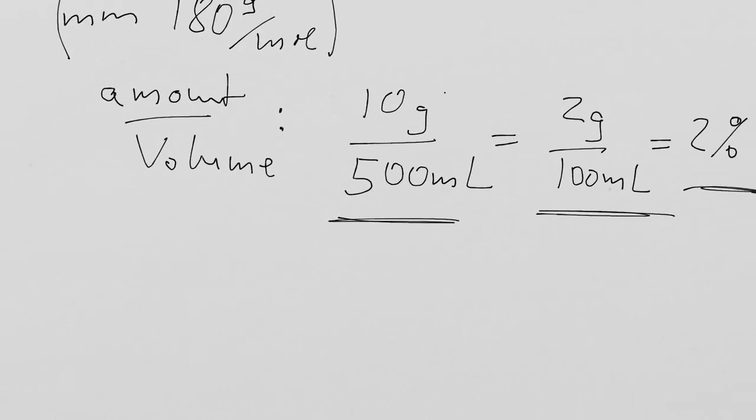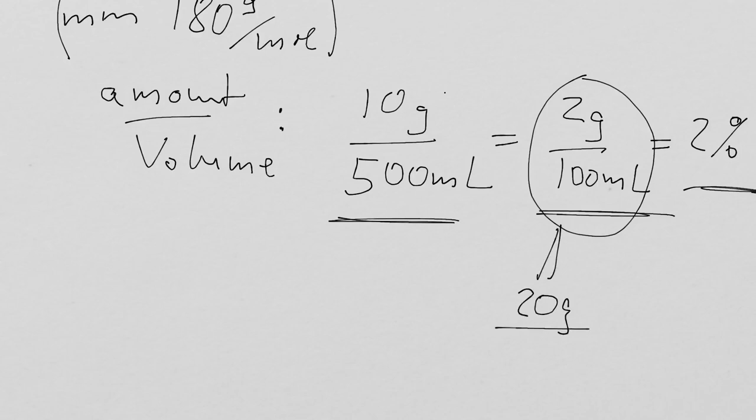First of all, what have we done here? We've helped ourselves already a little bit because we already know that our solution is 2 grams per 100 milliliter. How many grams per liter is it? 20. So that is exactly the same as 20 gram per liter.